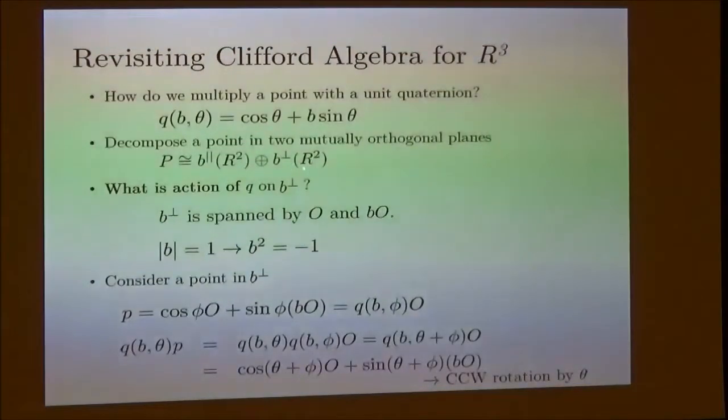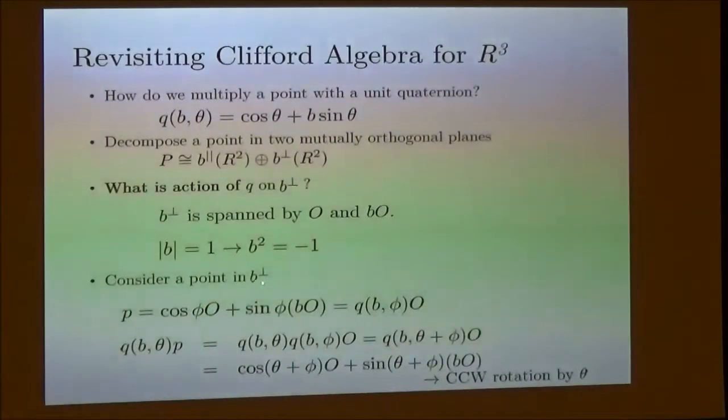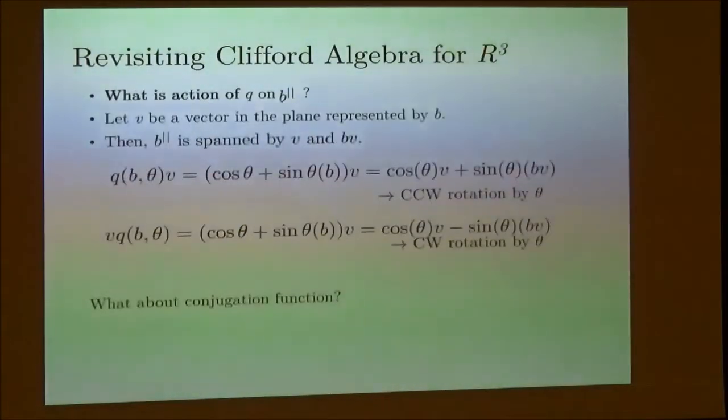Now, you can see that the plane of 1 and the bivector B is looking like your complex plane. If you consider a point in the B perpendicular, given by, let's say, cosine phi O, cosine phi BO, so O and BO are the basis vectors in the B perpendicular, we can write this in the following fashion. So your Q is a unit vector, and you have your O, the duality operator, on the right-hand side. And we want to modify this P, which is the operand, with a Q, a quaternion, that's given over here. So if you multiply these two, basically you get this. So what you're seeing is that the P has been now rotated by an angle theta in the dual plane. That's what happens to the Q in the plane perpendicular to B. What about in the parallel plane of B?